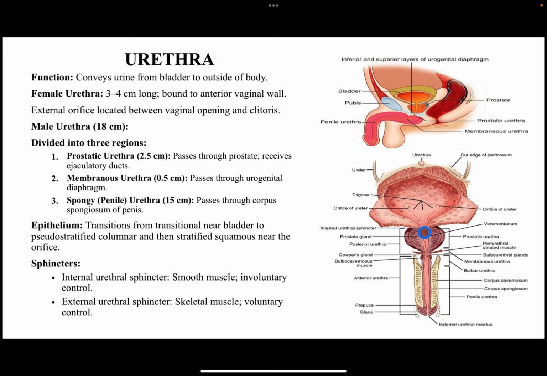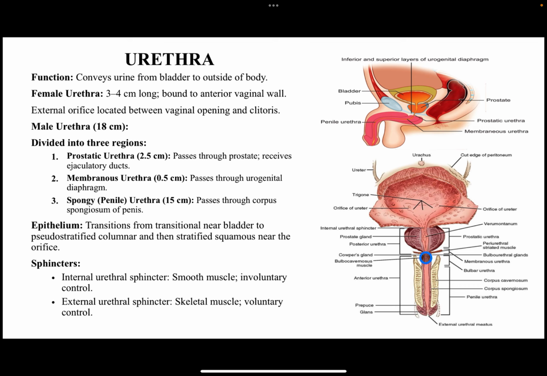So from this side to this side is the prostatic urethra. Then we have the membranous urethra. The membranous urethra is the part of the urethra that passes through the urogenital diaphragm. The urogenital diaphragm is over here. That part of the urethra that passes through the urogenital diaphragm is what we call the membranous urethra. Okay, good. And then we have the spongy urethra, or the penile urethra.